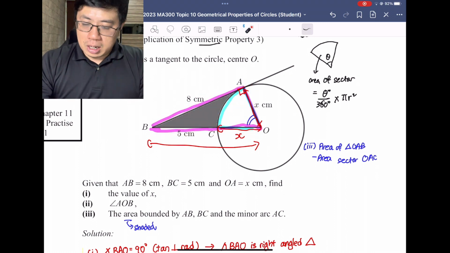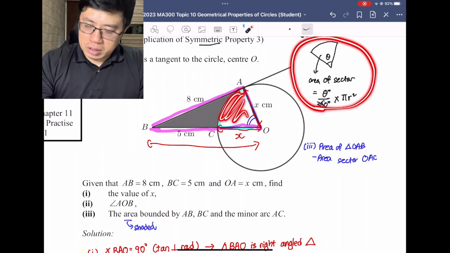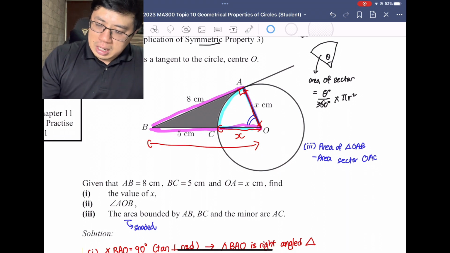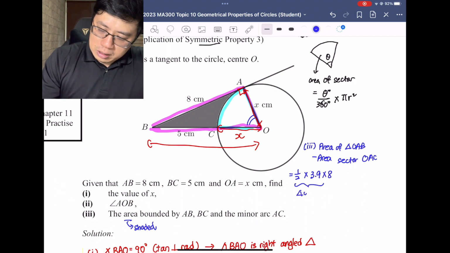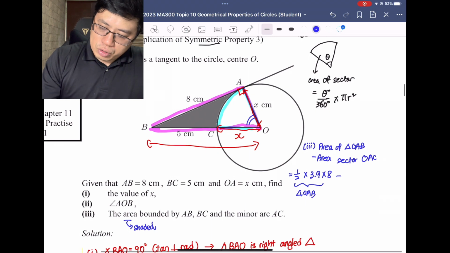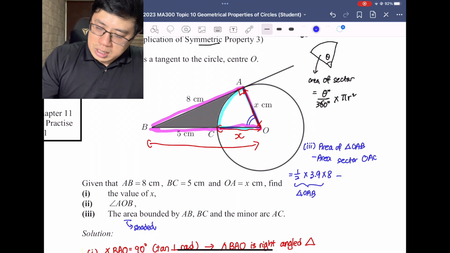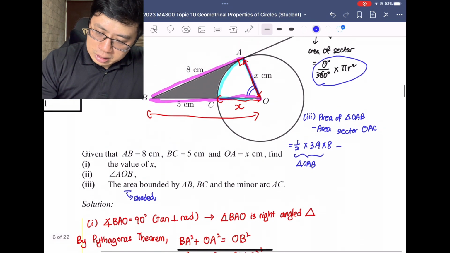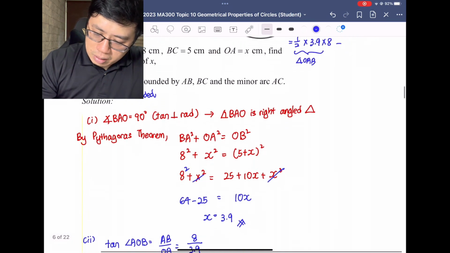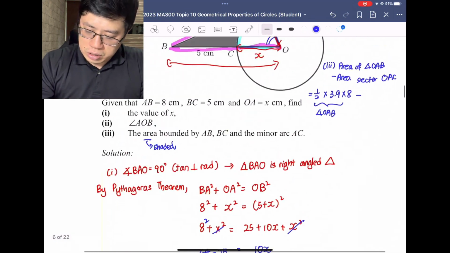Remember, I was saying earlier, in this formula, what's the area of sector OAC? So area of OAB, let me just write down. This will be half times base, which is 3.9, times height. This is the area of triangle OAB. Subtract away the area of sector OAC, using this formula here. I know that my angle is about 64 point something, or 64.0 degrees.